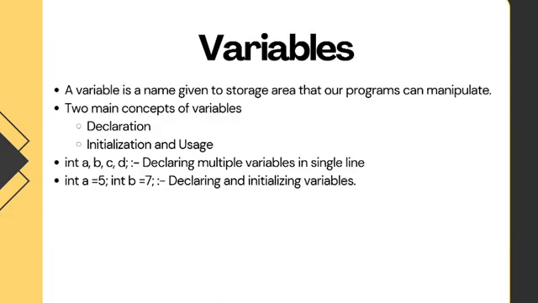Variables. A variable is a name given to a storage area that our programs can manipulate. Two main concepts of variables are declaration and initialization in usage. int a, b, c, d; this is declaring multiple variables in a single line. int a = b and int b = 7; this is declaring and initializing variables in a single line.